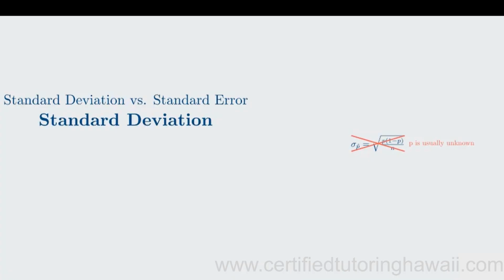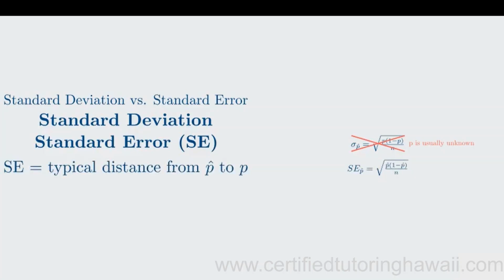This leads us to the standard error. The standard error is our best estimate of that standard deviation, using the data we actually have on hand. The standard error quantifies the typical amount that our sample proportion, p hat, will vary from the true population parameter p. If we have a large standard error, our estimate is less precise. If we have a small standard error, our estimate is more precise.